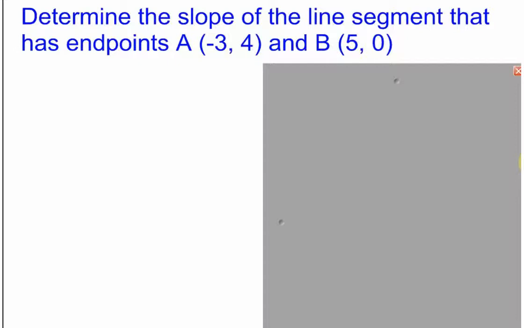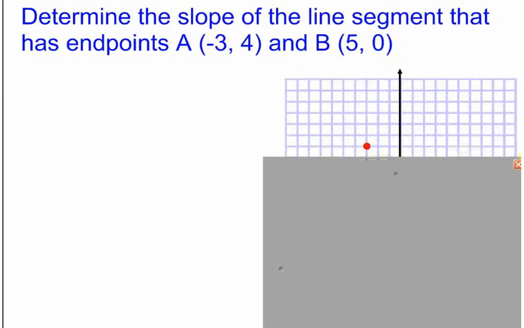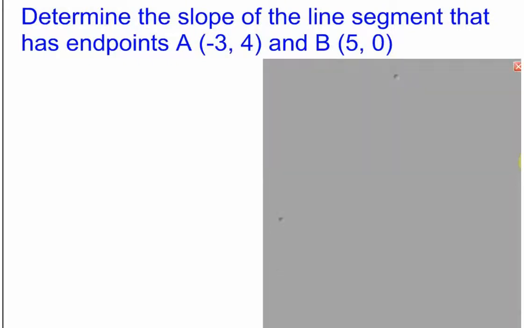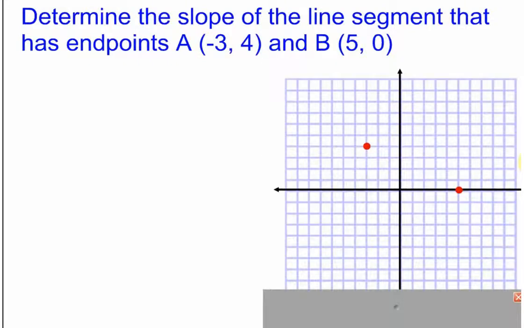We could certainly go ahead and make a grid. And here's certainly what it would look like if we made the grid. Look, there's A at (-3, 4), and there's B at (5, 0). And we could go ahead and use rise and run and find the slope.